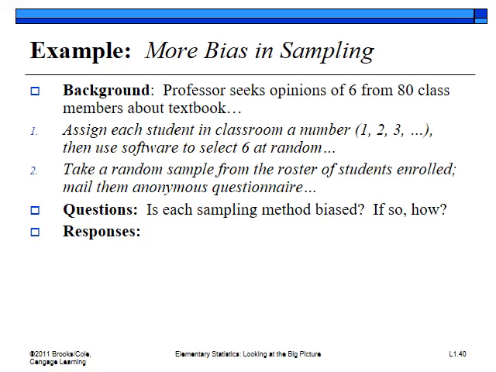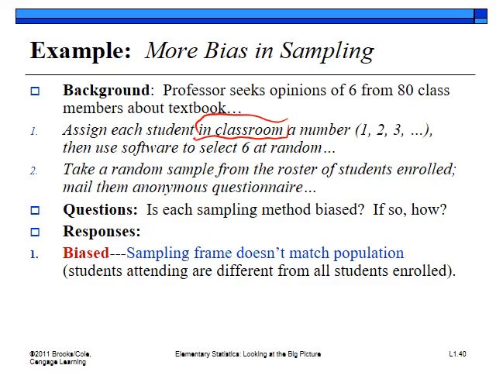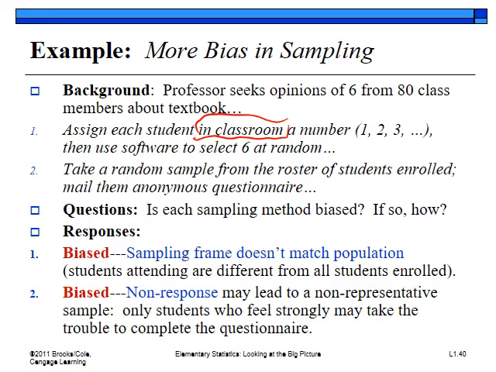Well, that first one looks pretty good, but I am worried about bias there. The problem here is that we're assigning each student in the classroom a number and choosing from among those. That means people who are not in the classroom, those who are skipping class, are not represented. That results in a different sampling frame. In the second situation, mailing anonymous questionnaires introduces the possibility of non-response bias.